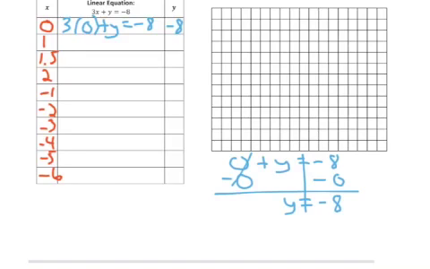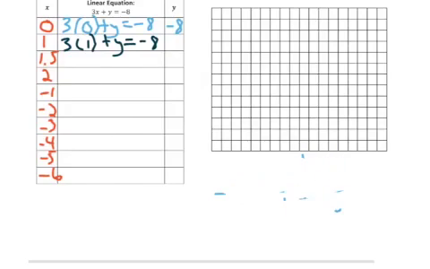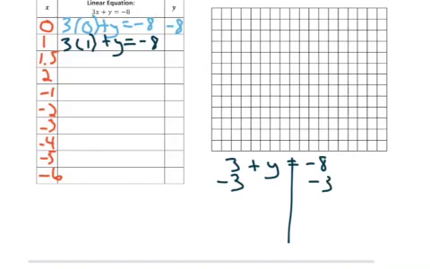Same thing, if we try when x is 1, I would do 3 times 1 plus y equals -8. I'm going to erase what we have here. So 3 times 1 is 3 plus y equals -8. If you don't know what that value is, remember, solve for y. The opposite of adding 3, I would subtract 3 from both sides to give me y equals -11.